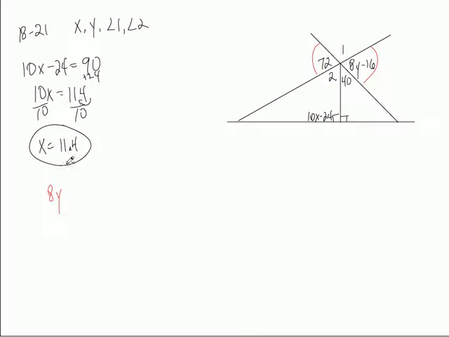I thought I'd change that color to black. That's okay. 8y minus 16 equals 72, right? You understand why they equal each other? Because they're vertical angles. So you set them equal, and then you just do your math again.